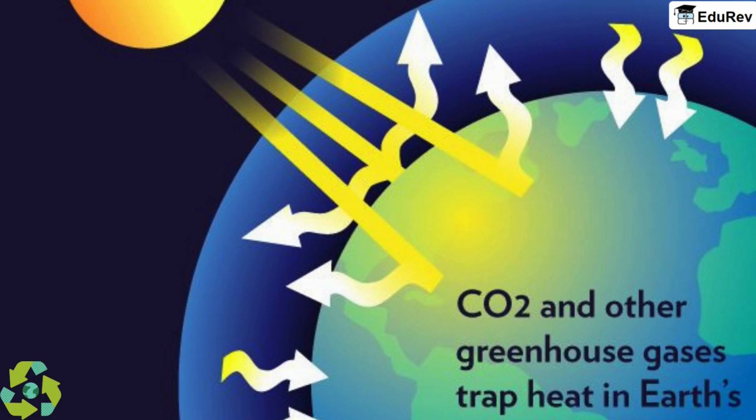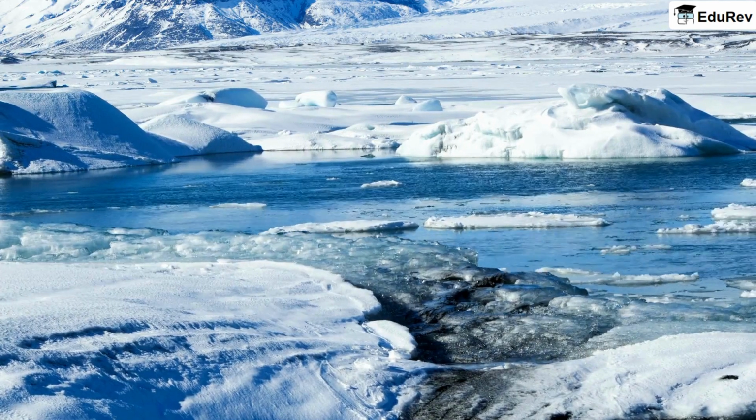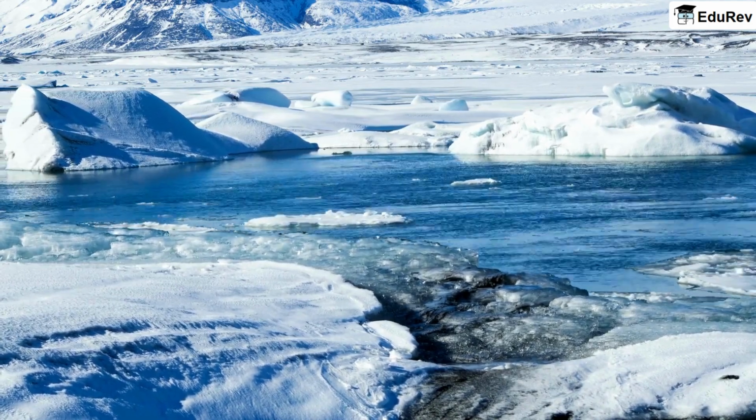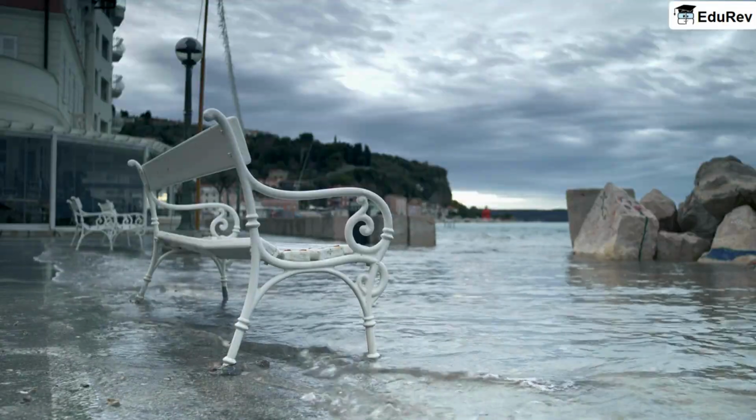So, when trees are cut down, there will be more carbon dioxide in the atmosphere, which traps more heat and causes global warming. Global warming can lead to many problems, such as the melting of ice caps, because of which sea level rises and it can cause floods.